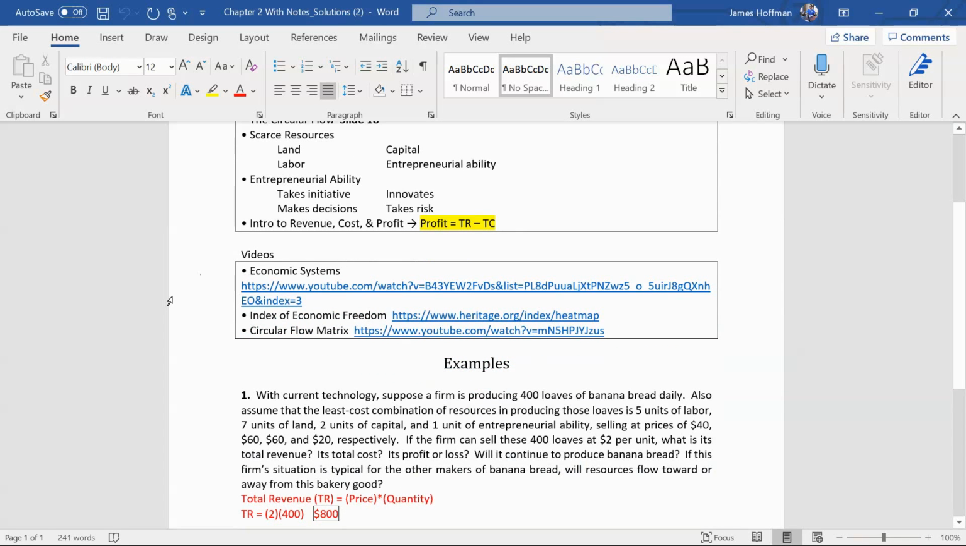Okay, and then there are a few optional videos that you can look at. The first one is on different economic systems. The second one gives you a map or a heat map of all the countries in the world and how they're categorized by different economic systems. So that's interesting if you want to look at that. And the last one is more on the circular flow model. So take a look at those videos or those web links if you get a chance.